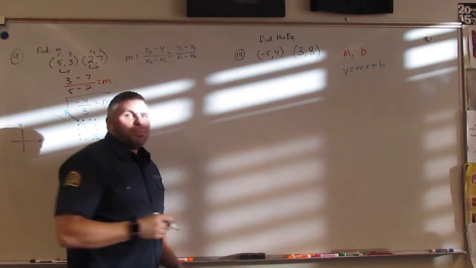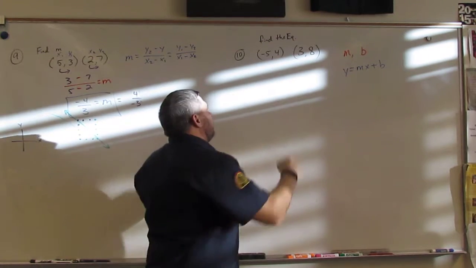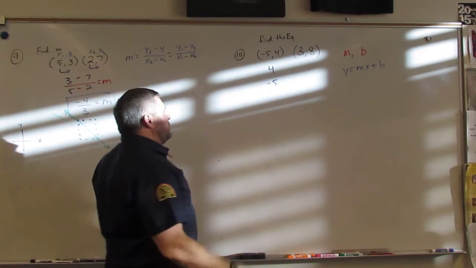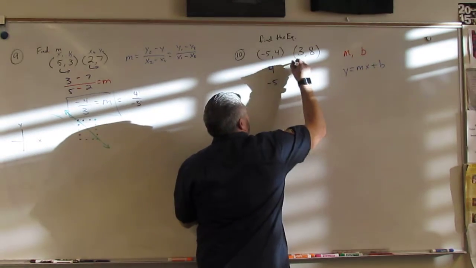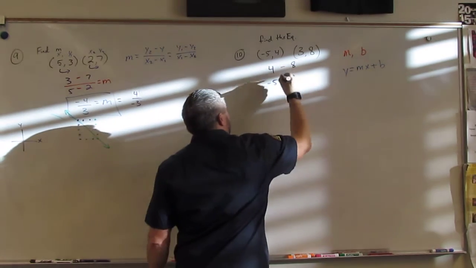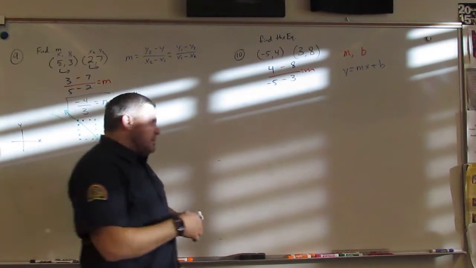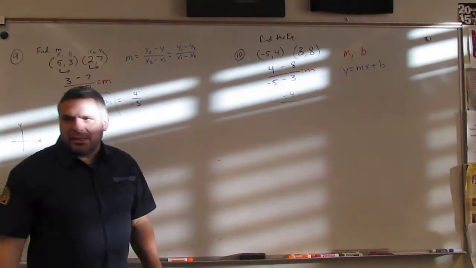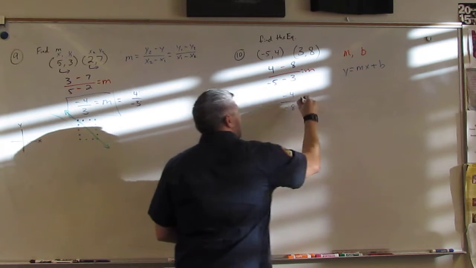So then, which one's y, 4 or 5? 4. Okay, so I'm going to put 4 over negative 5, right? And then I'm going to do what with the 8 and the 3? Which one goes on top? 8's on top, 3's on bottom, right? Then we do what? Smack it. Boom. So what is 4 minus 8? -4. What is -5 minus 3? -8.